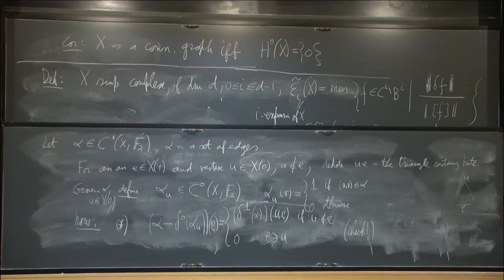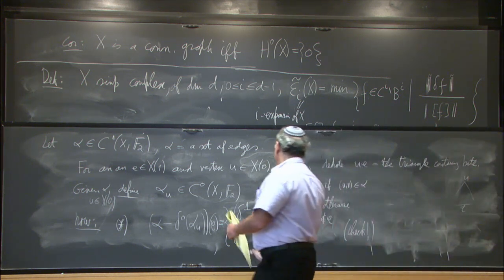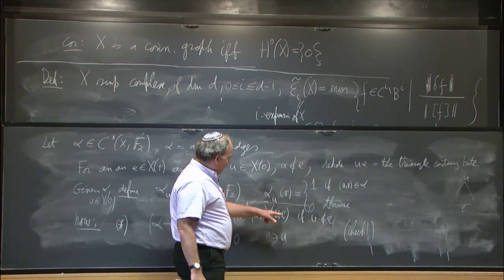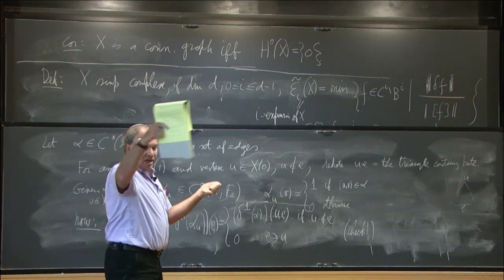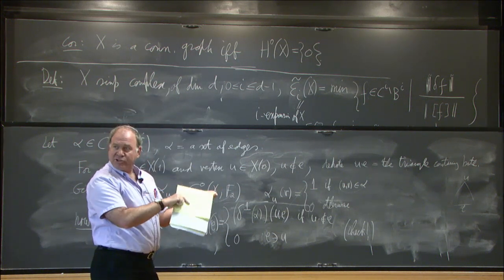So this is a trivial equality. But now, this is equal, I claim, to the set of all UE in X0 cross X1, such that, we have to think a minute, E is inside alpha minus delta 0 of alpha U. Alpha minus delta 0 of alpha U is a one cochain. A one cochain is a set of edges. I can think of it as a set of edges. And I claim that this is equal. Why? This is because of this star. Okay, let's think about that. The star told us what it means for delta 1 of alpha of some triangle UE to be nonzero. If I look at the triangle with a point U on it, then E is the wall against U, right?